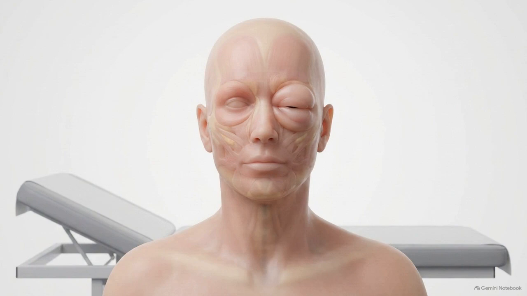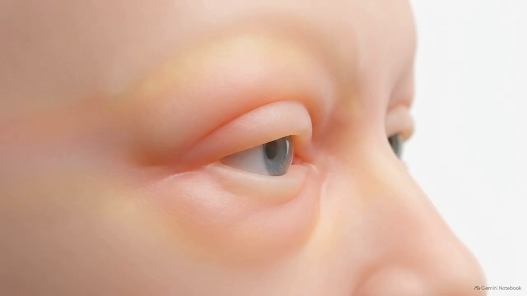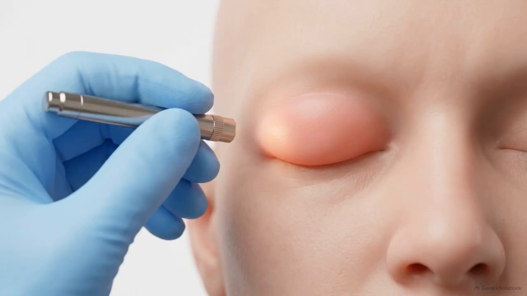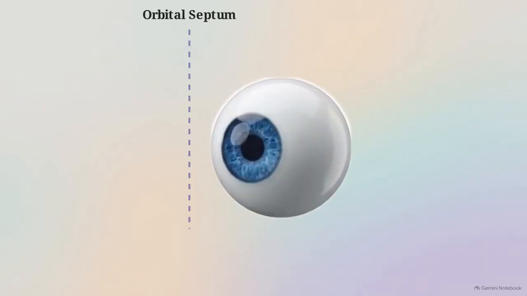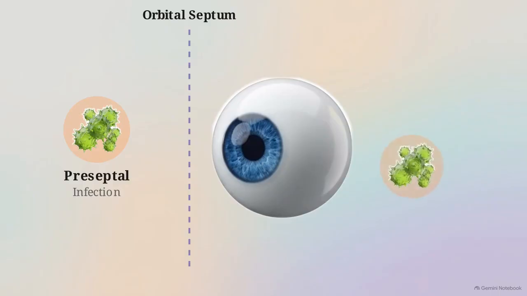A 7-year-old patient arrives at the clinic with severe swelling around the eye. The eyelid is red, tender to the touch, and radiating heat. To the naked eye, this presents as a uniform problem. But beneath the skin, this exact set of symptoms masks two distinct bacterial infections.